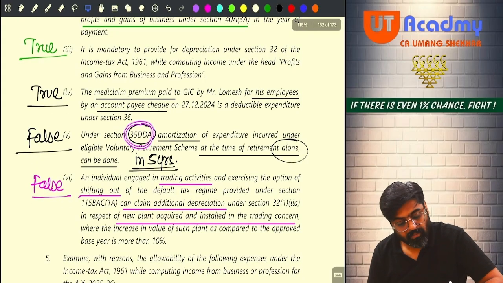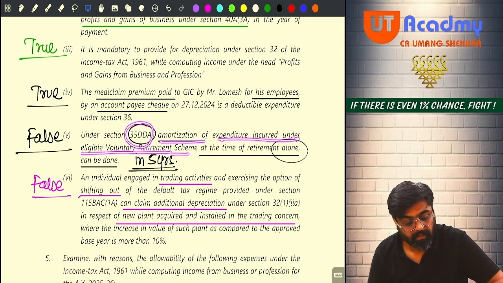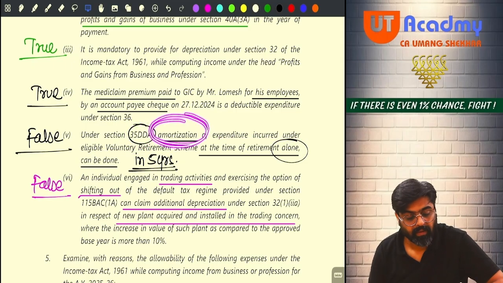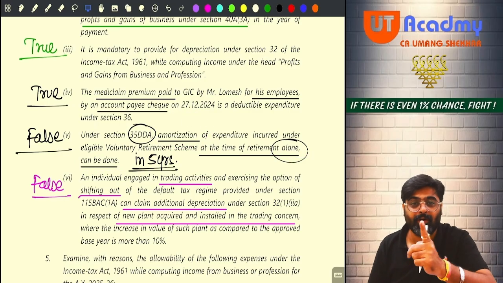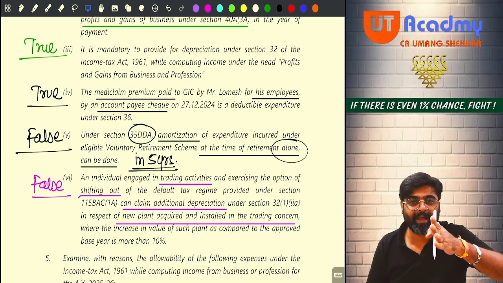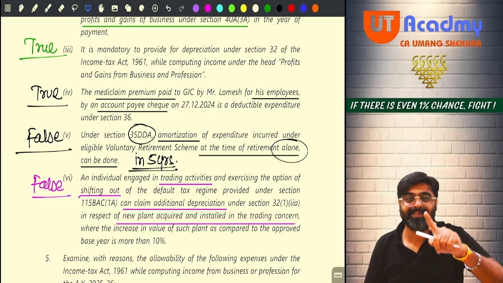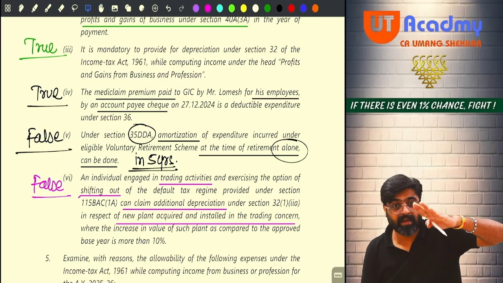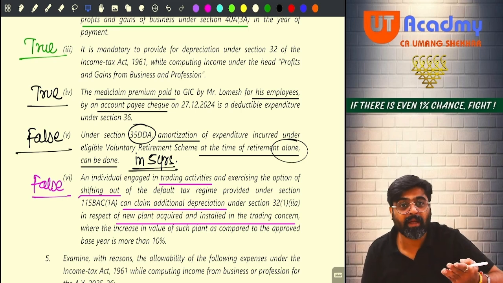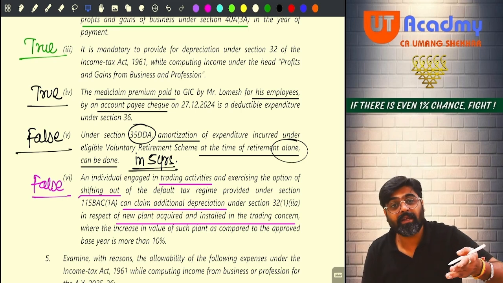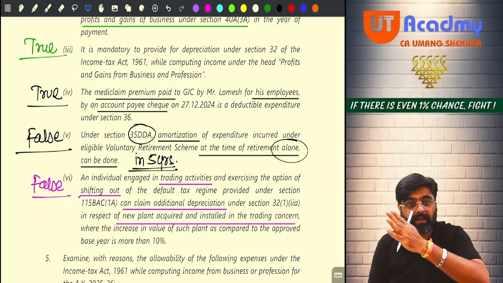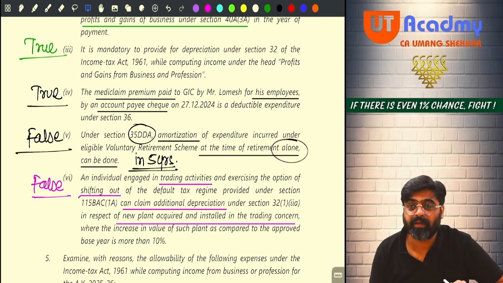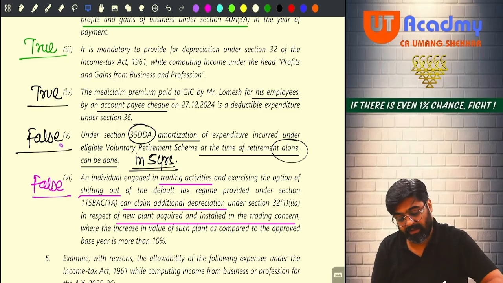35DDA, amortization of expenditure incurred under eligible voluntary retirement scheme. Amortization at the time of retirement alone can be done. The answer is no. Amortization in 5 equal annual installments can be done. This statement is false. VRS compensation under 35DDA says that the entire VRS compensation cannot be amortized in the year in which it is incurred alone. In that year, it has to be amortized over a period of 5 years. Getting my point? So this statement is false.